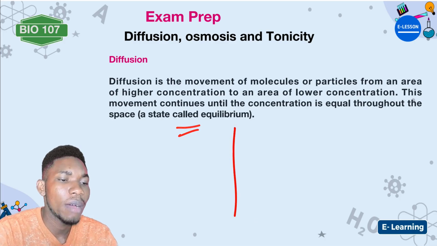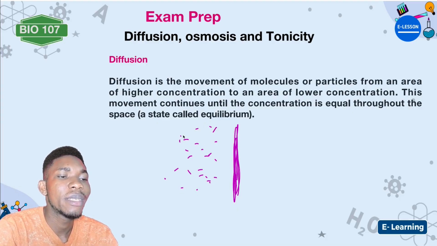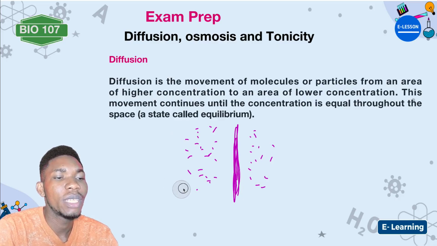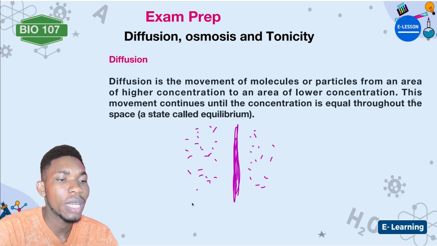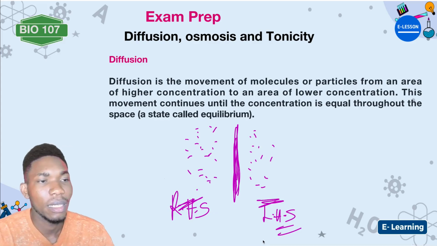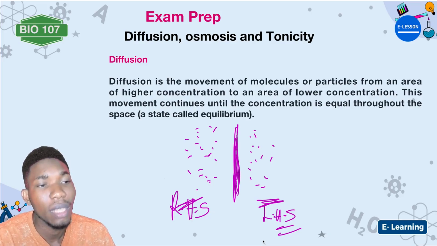Let us assume you have something like this. The concentration of one substance is here. After some time, that substance will start spreading to this side. Are you getting it? Some will be leaving here and spreading. Now, the substance will stop diffusing when the concentration at this part, the right-hand side, is equal to the concentration at the left-hand side. In that case, you say that your substance has finished diffusion.